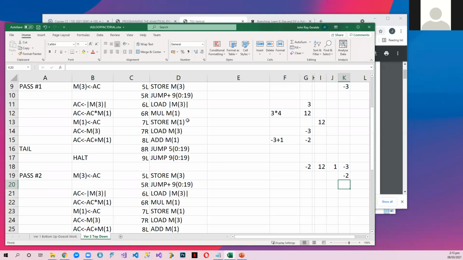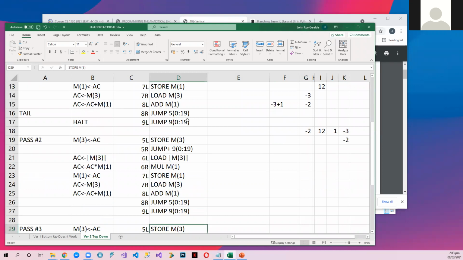Okay. Now here is the condition for termination. Jump plus to the tail. End of the tail. After the tail. Jump outside the loop. Do you follow? We will jump plus if it's a plus. Is this a plus? -2. -2 is not a plus. Okay. So therefore, we will not jump plus. We'll proceed to 6L. Any questions?